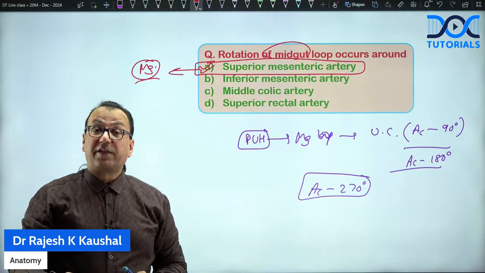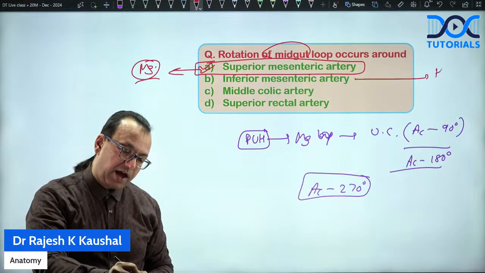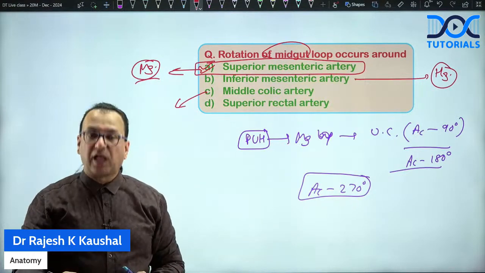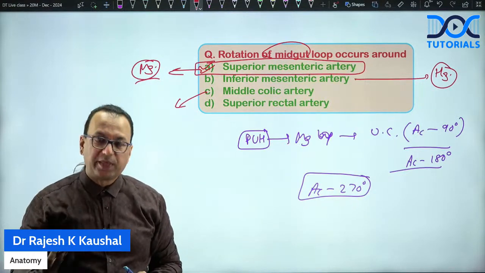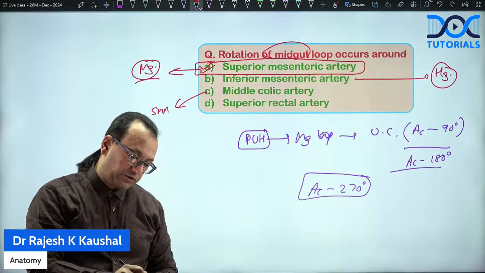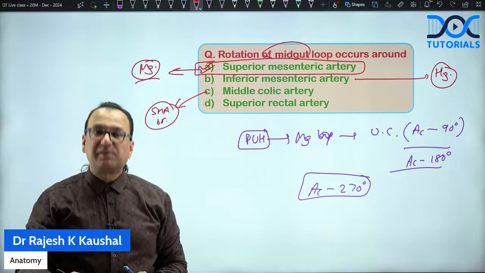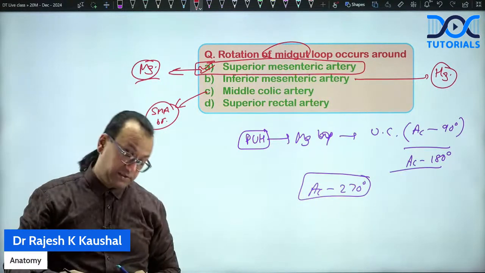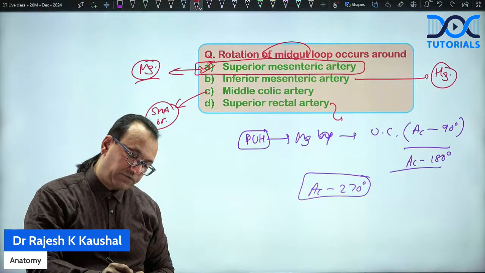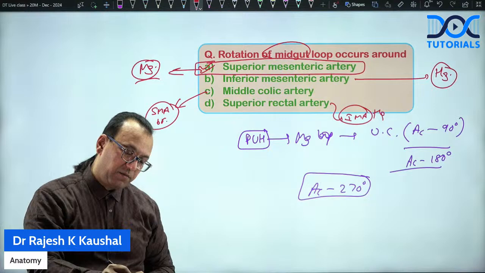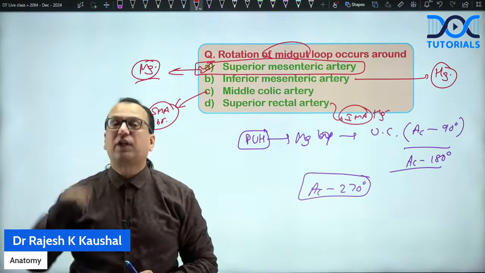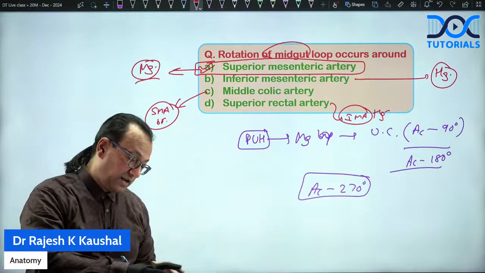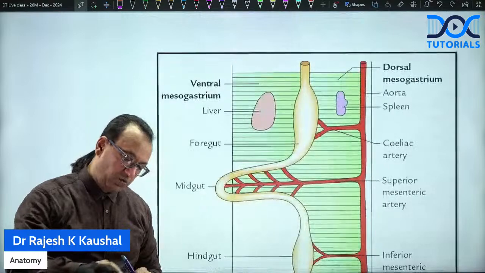What about inferior mesenteric artery? Inferior mesenteric artery is the artery of the hindgut. That is not rotating. Then what about middle colic artery? Middle colic artery is a branch of superior mesenteric artery, but it is the superior mesenteric artery, that is choice A, along which the rotation is happening anti-clockwise. What about superior rectal? Superior rectal is a branch of inferior mesenteric artery supplying hindgut again, but hindgut is not rotating as such. It is foregut and midgut which is rotating. So we'll keep our answer as choice number A.